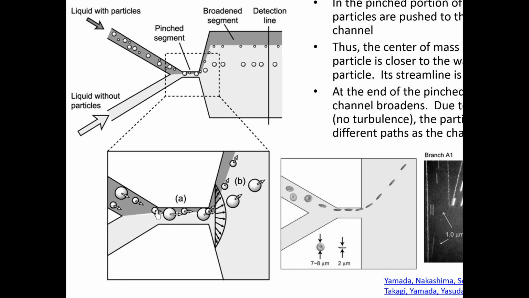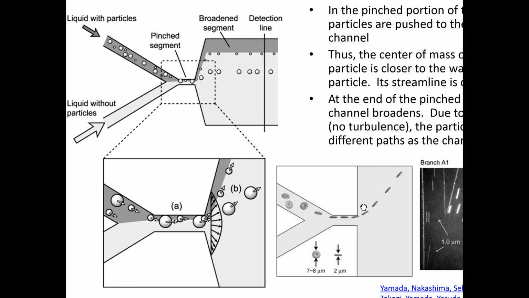If you have a laminar streamline here, that laminar streamline is going to continue this way, okay, and so on for all the laminar streamlines in the pinch segment. The main difference is where the center of mass is for the particle. The center of mass here is very close to the wall, so this is going to follow the streamlines very close to the wall. The center of mass for the larger particle is closer to the middle of the channel, so it's going to follow the streamlines more towards the middle of the channel. A very simple and elegant way to sort particles.